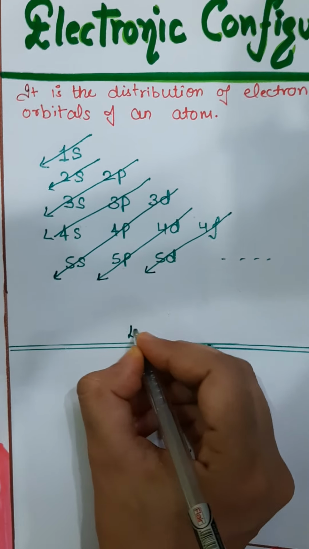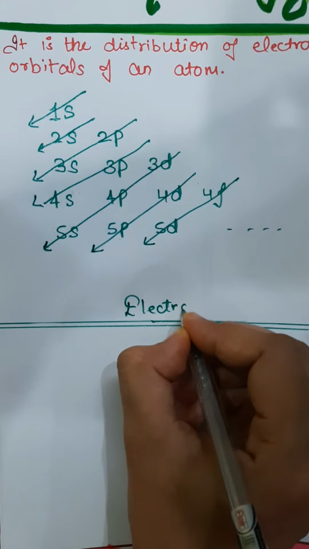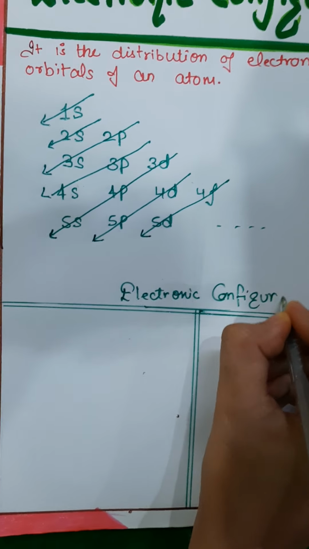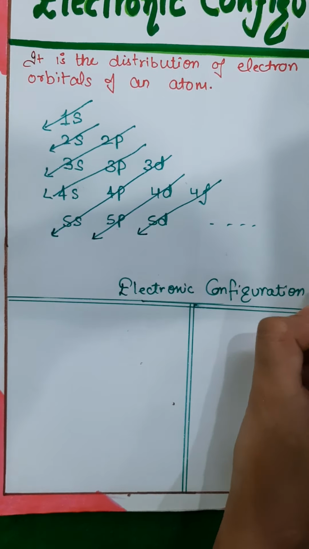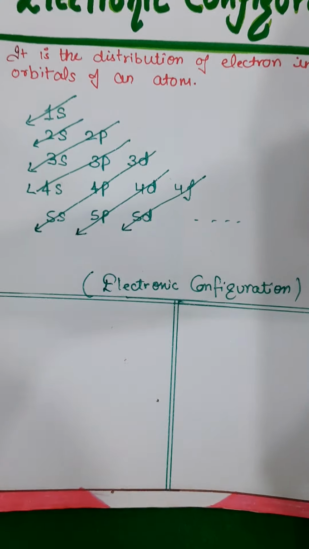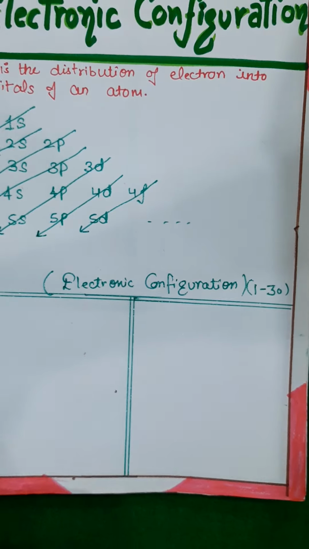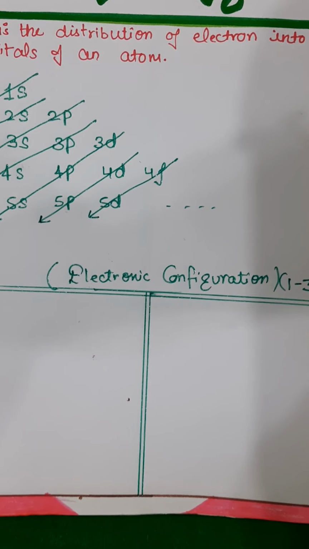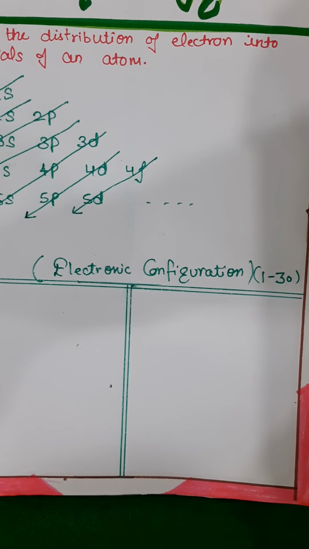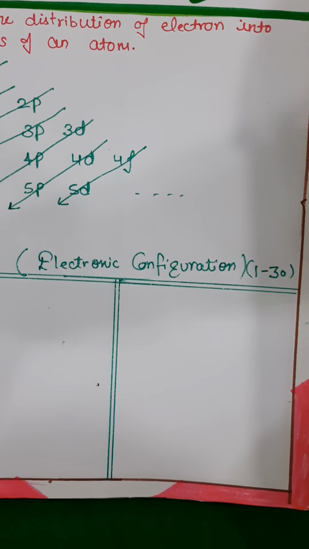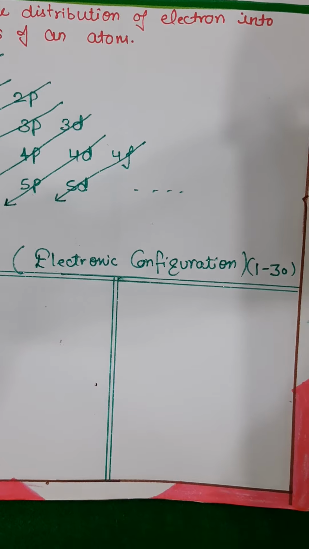Now here we write the electronic configuration of elements 1 to 30. You can easily learn how we fill electrons in the different orbitals for 1 to 30. I think you must remember the names of the elements because you learned the names of the elements in your junior classes also. So start from here.